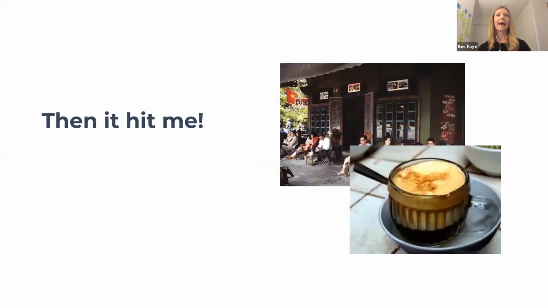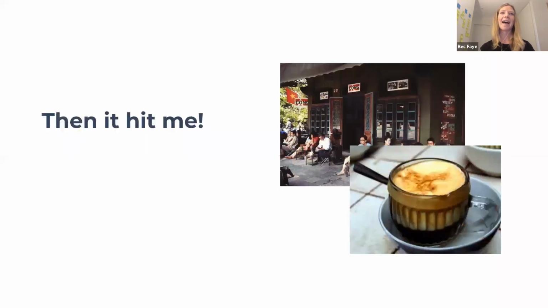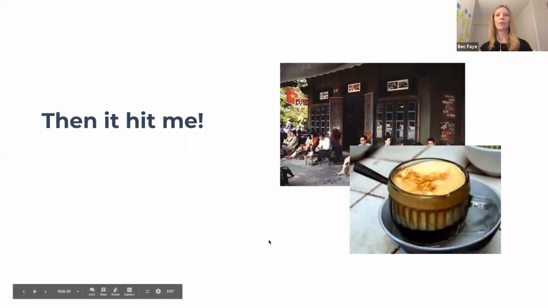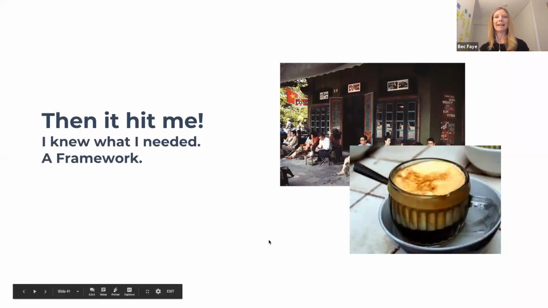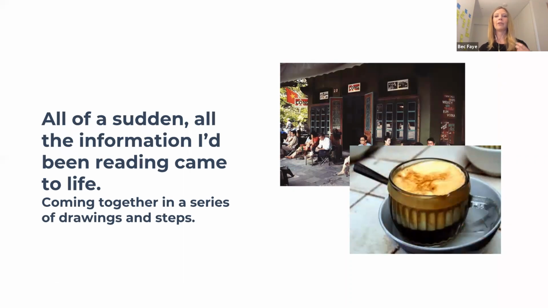Now, ironically, here I was, in Vietnam, and I was sitting there reading a book, having a coffee, and for those of you who've had Vietnamese coffee, you know it's pretty strong. And while I was sitting there, it hit me. Suddenly I knew what was missing. Suddenly I knew what I needed. I needed this framework. I needed something that would really guide me.